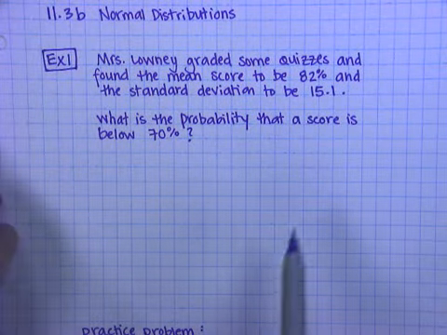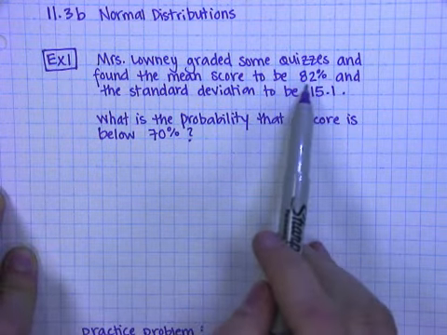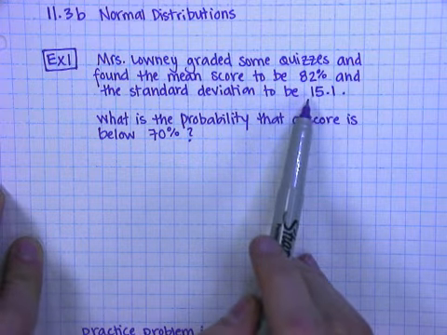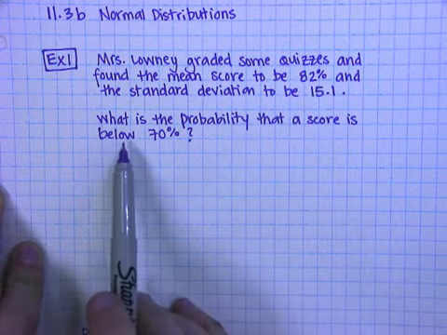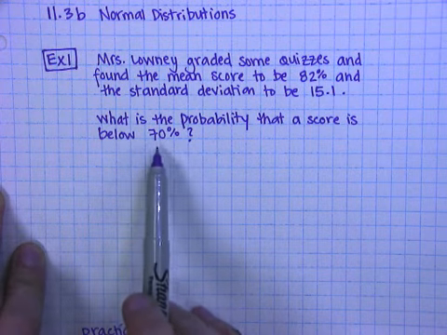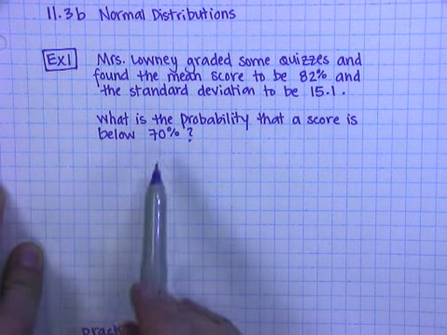So for the first example, if Mrs. Lani graded some quizzes and found the mean score of these quizzes to be an 82% and the standard deviation to be 15.1, the question we're going to answer is what is the probability that a score is below 70%? And we're going to assume that these scores were distributed normally, so it's a normal distribution.